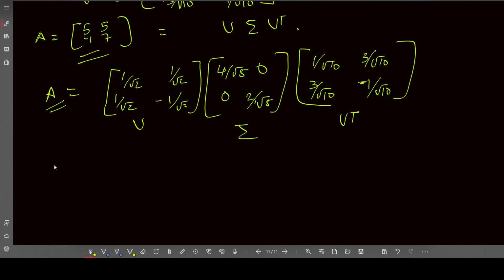So that's how you find the SVD. That's how you compute the SVD by hand.